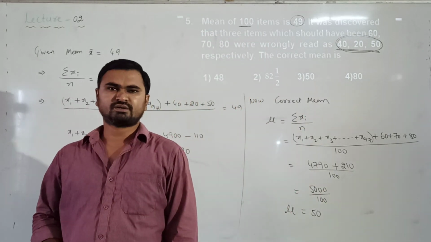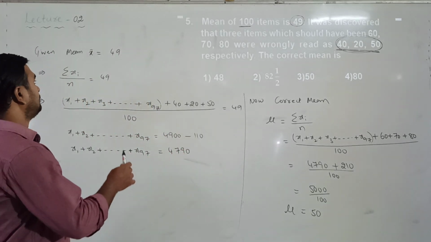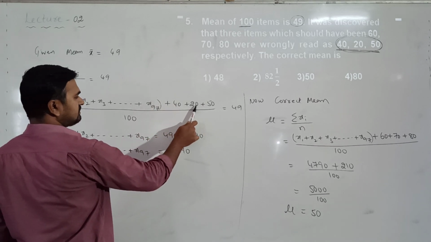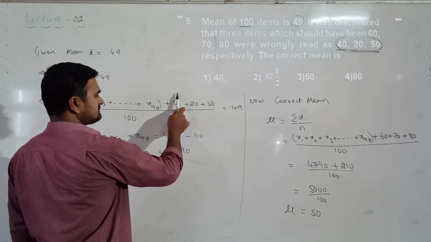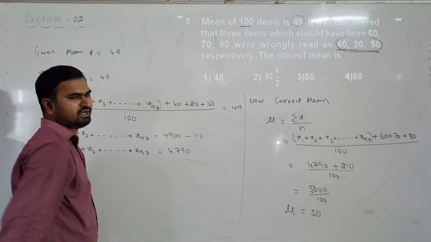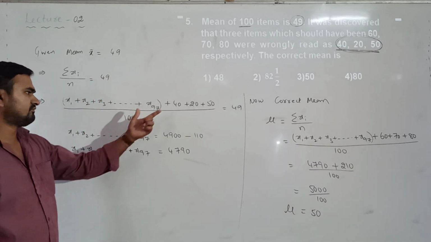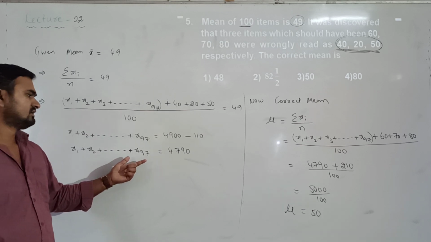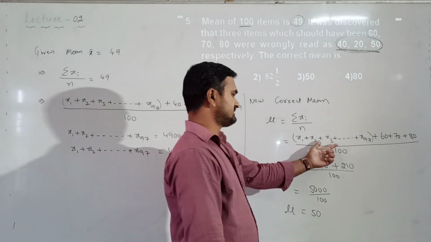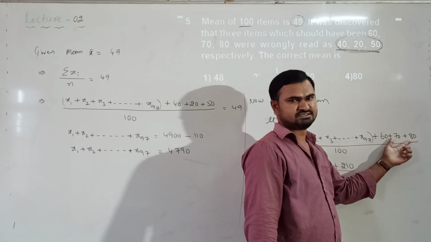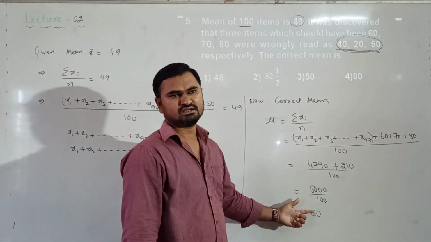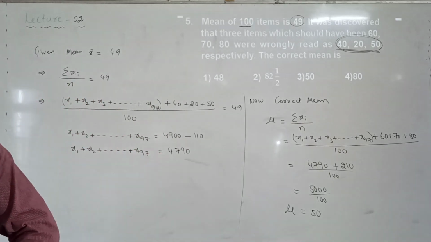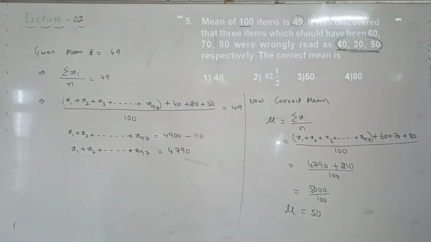Understand? So from this given data, 49 is the mean for these observations by taking wrongly 40, 20, 50. So by taking these values, we are getting the mean as 49. Now from that we are finding the sum of the first 97 observations. If you know the sum of the first 97 observations and we know the correct readings, using this we can find the correct mean. Okay. Now let's see the next question.